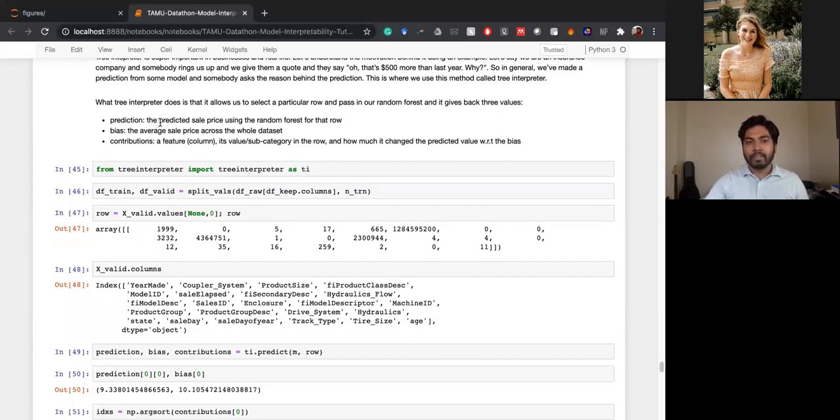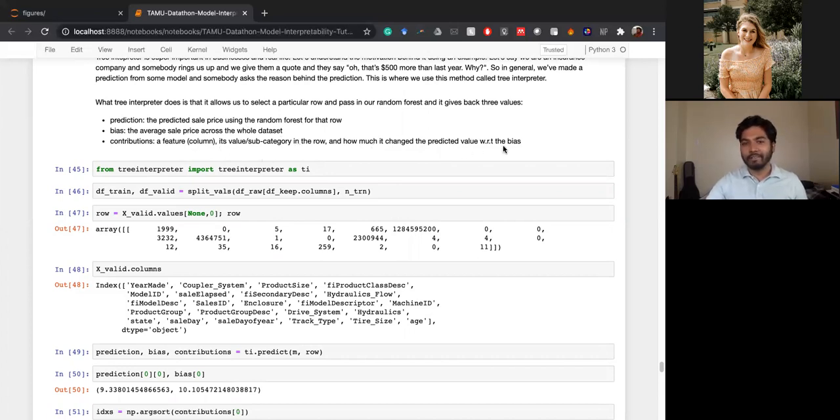So the prediction is basically the predicted sale price using our random forest for that particular row. The bias is the average sale price across our whole training data set, and the contributions tell us how much change in the bias the value of this particular feature is making.